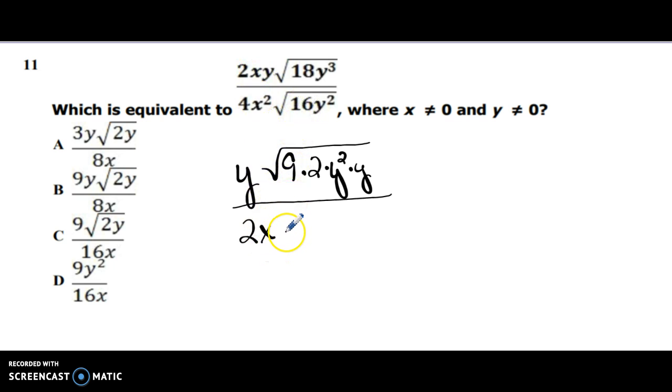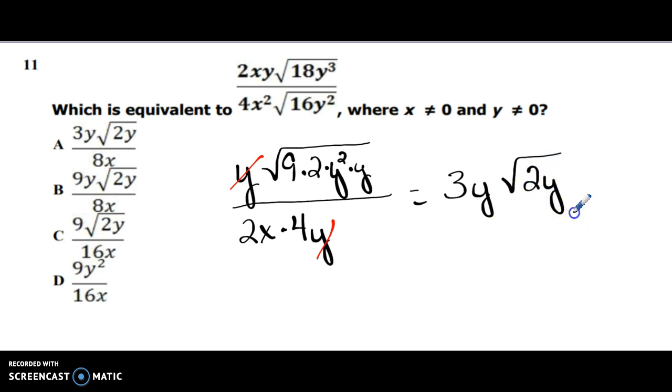16 is a perfect square, so that comes completely out as a 4. Y squared is a perfect square, so that comes out as a y. This y will cancel with this y. Square root of 9 is 3. Square root of y squared is y. We have left underneath our radical sign 2y.